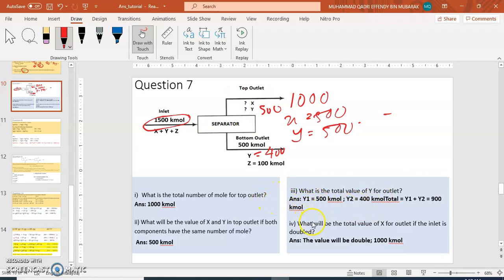And then we move to the next question. The question asks us about the total value of X for outlet if the inlet is doubled. So for sure, the value will be doubled too. At the moment we have 500. If the value doubles, we need to multiply it by 2. So we will get 1,000 kilomole of X. So this is how to answer this kind of question.